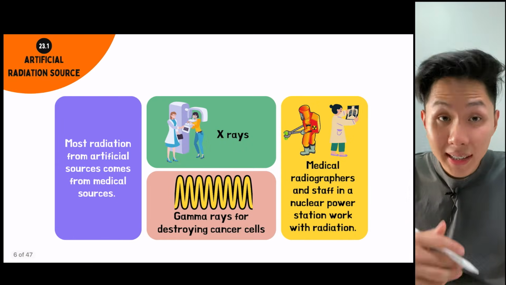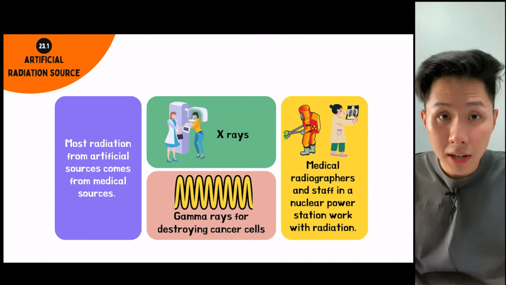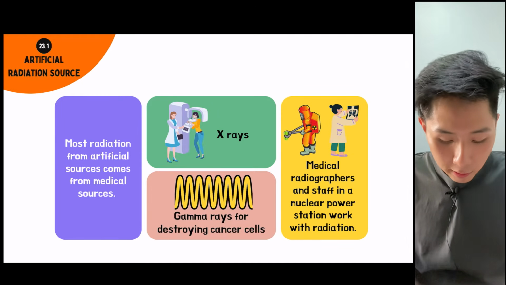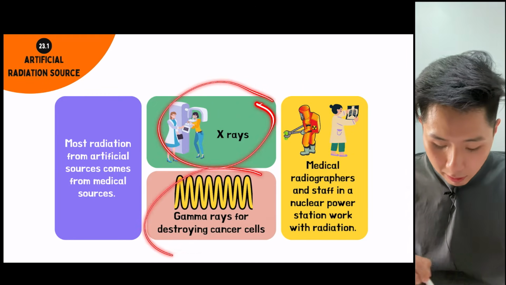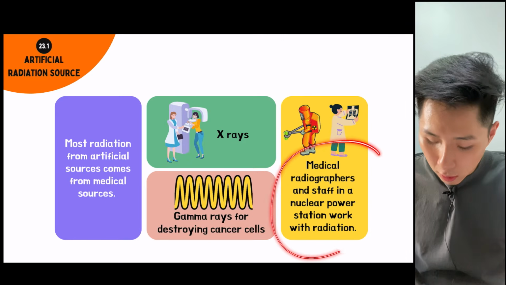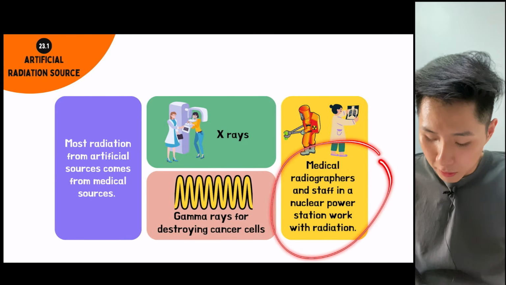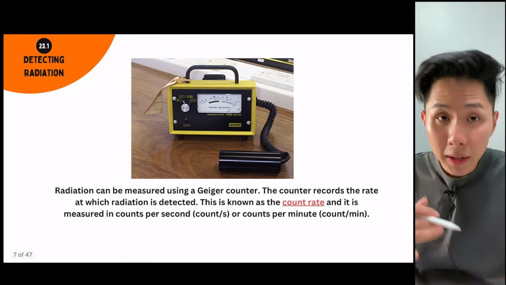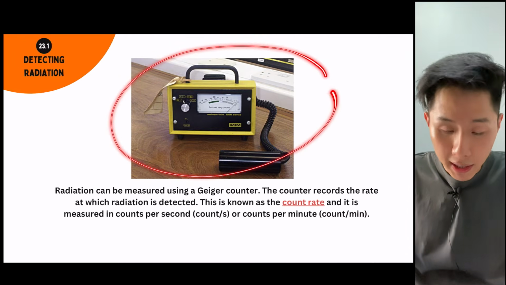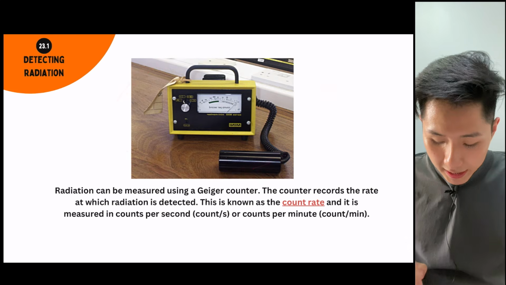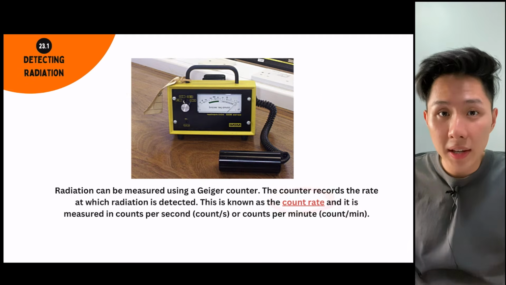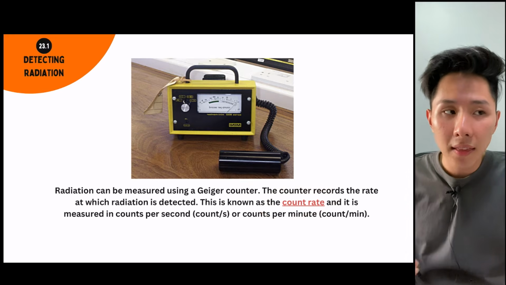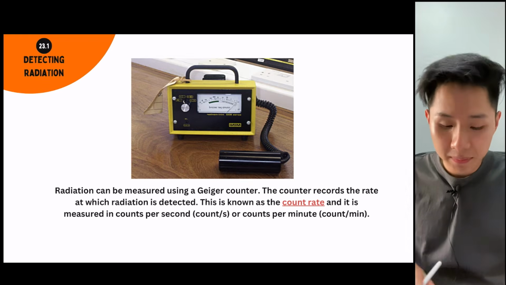So they are all natural radiation sources, and for artificial radiation sources, it could be X-rays, gamma rays, and also medical uses, and radiographers and people in a nuclear power station also work with radiation. In order to detect radiation, we can use a device called a Geiger counter. The unit to measure how much radiation there is is called the count rate. The higher the count rate, the more radioactive particles there are.